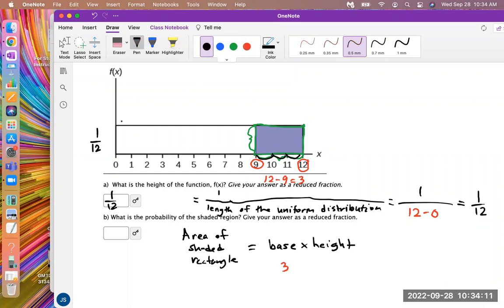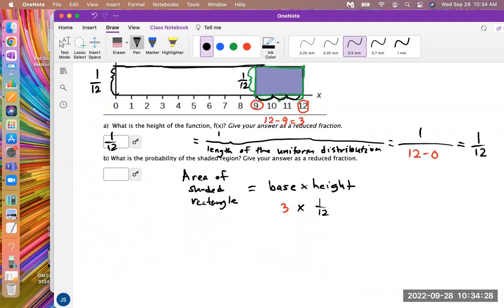And the height, well, the height here of the function f of x is 1 over 12. And that's the same, if you just look at it, it's the same height all the way over here. So this is 1 over 12. So it's just 3 times 1 over 12.